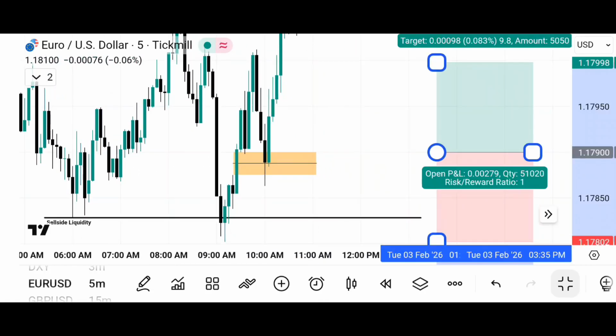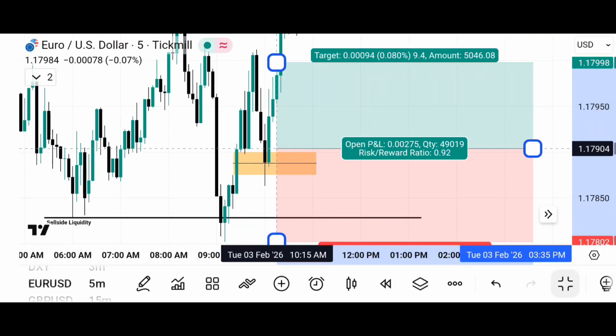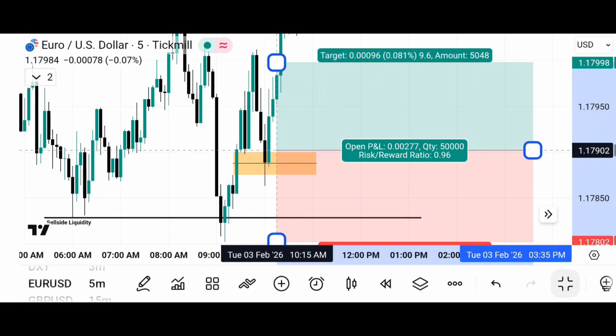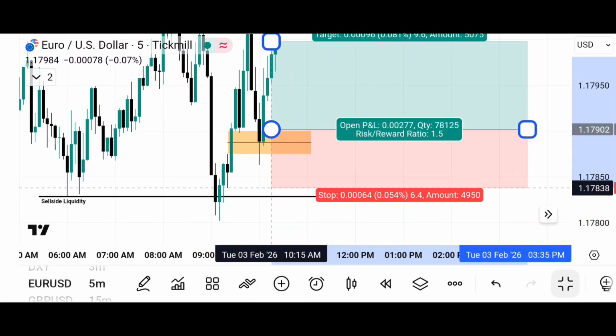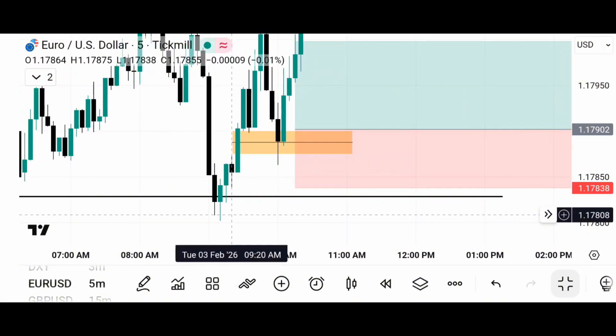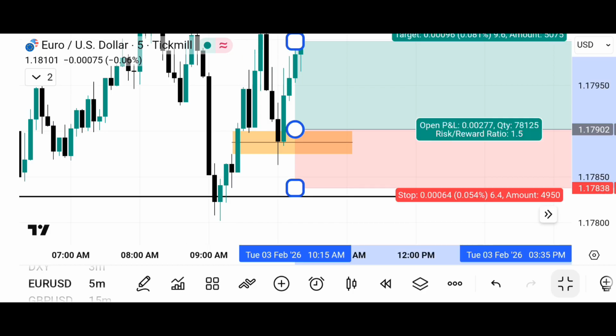So if I am to set my stop loss, let's say I bought at the top of the gap, my stop loss is going to be at the low of this first candle. So this is candle one, this is candle two, and this is candle three. So my stop loss is going to be at candle one of the fair value gap, at the low of candle one of the fair value gap.